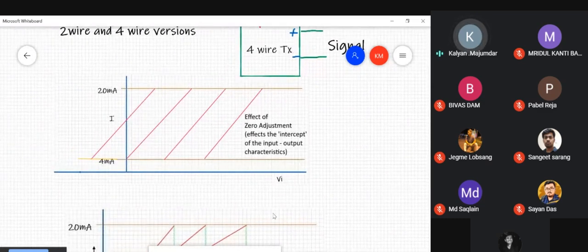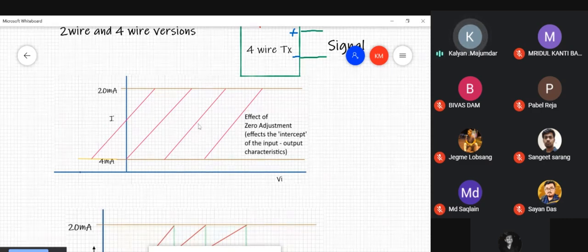This is the typical input-output characteristics of a transmitter represented graphically. The input is this quantity. This could be any variable that the transmitter is measuring. The output of a transmitter by universal standardization is a current from 4 to 20 milliamperes.